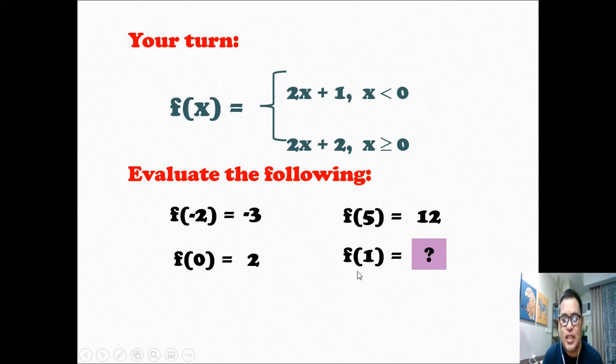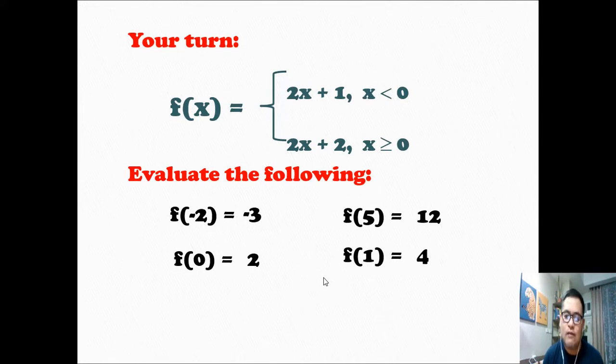What if the function is 1? Is 1 less than 0 or greater than or equal to 0? Okay, correct. Still, you have to substitute it here in this particular function. So, 2 times 1 is 2 plus 2 is equal to, okay, correct, it's 4. So therefore, f(1) is equal to 4. Very good. So now, it's easier to evaluate piecewise function given a particular value of x.